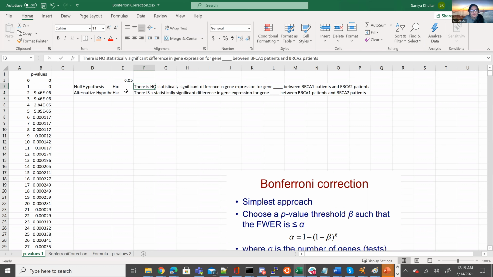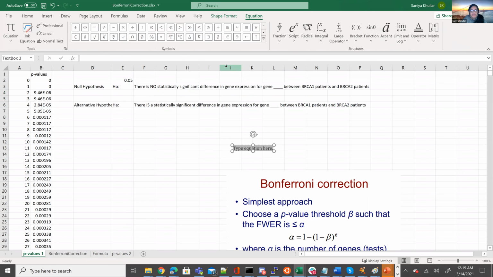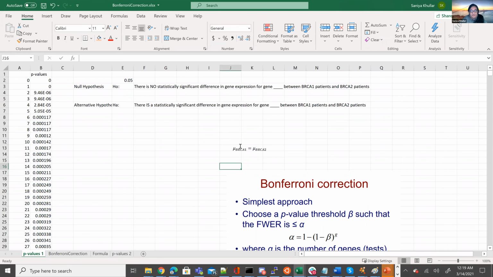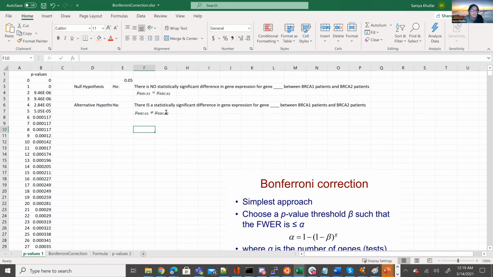What we see here often is that our null hypothesis is typically given by the mean being the same. What that means is that the average expression according to the null hypothesis is that BRCA1 is equal to BRCA2, that their expression is the same. That is what this null hypothesis is. And the alternative hypothesis instead says that there is a statistically significant difference. That is, these are not the same. BRCA1 is not the same as BRCA2. So that's the alternative hypothesis.